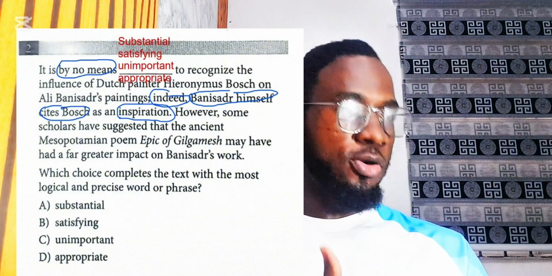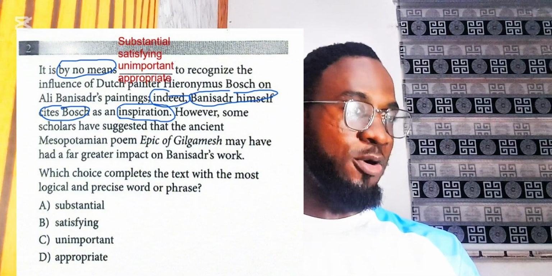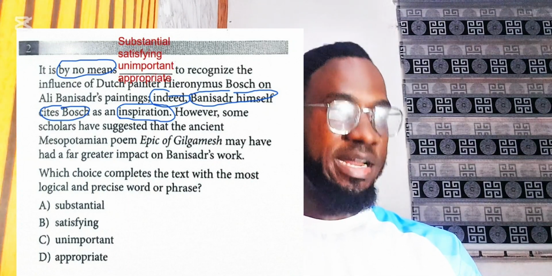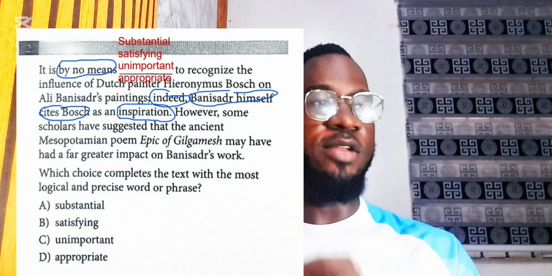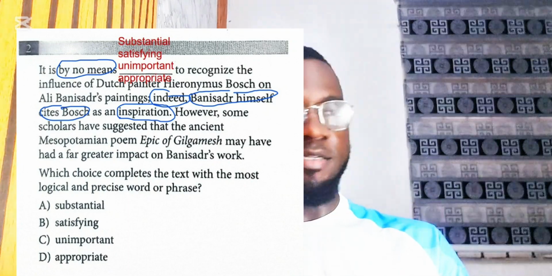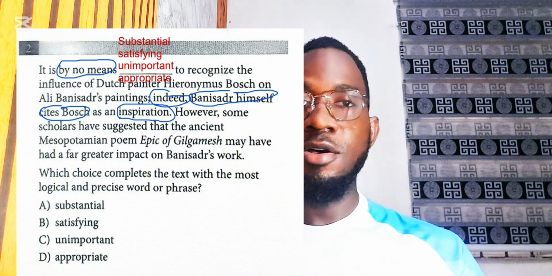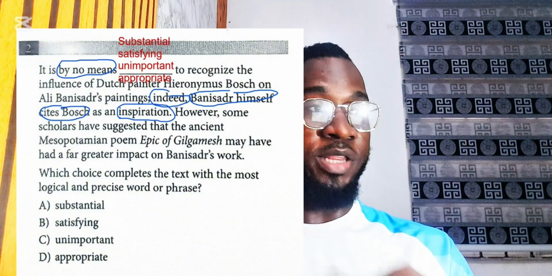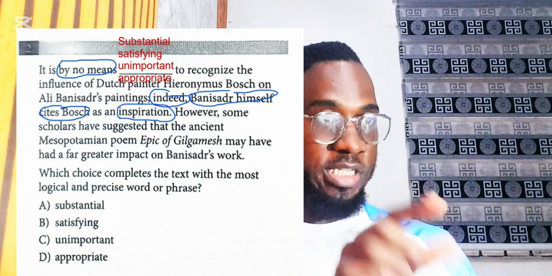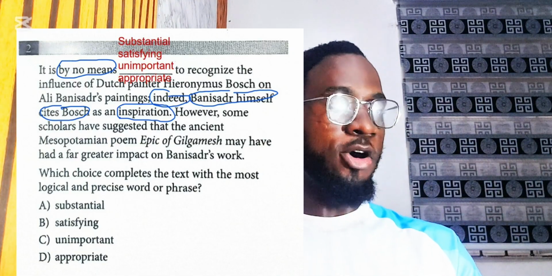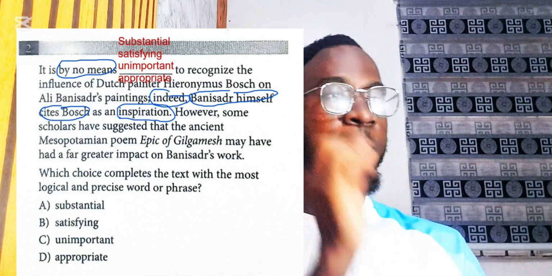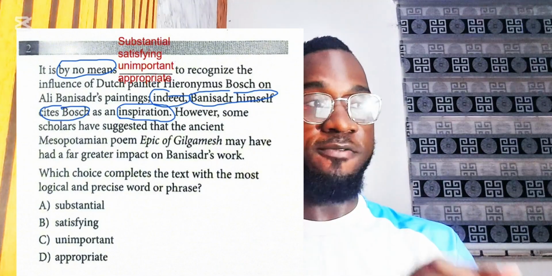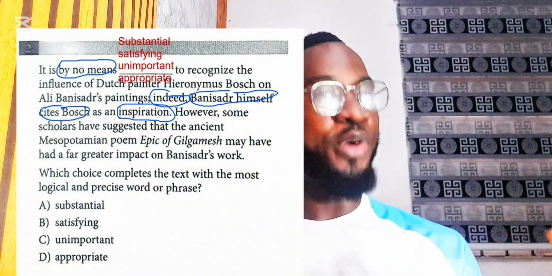Right? So the information we have here obviously is positive. Banizda himself cites Bosch as an inspiration. So you cannot say it is not satisfying. So this is a contradicting option too. Next, unimportant. It is by no means unimportant. In other words, it is important. Notice, by no means unimportant. Unimportant is a negative word. Placed after another negative phrase, it becomes positive.